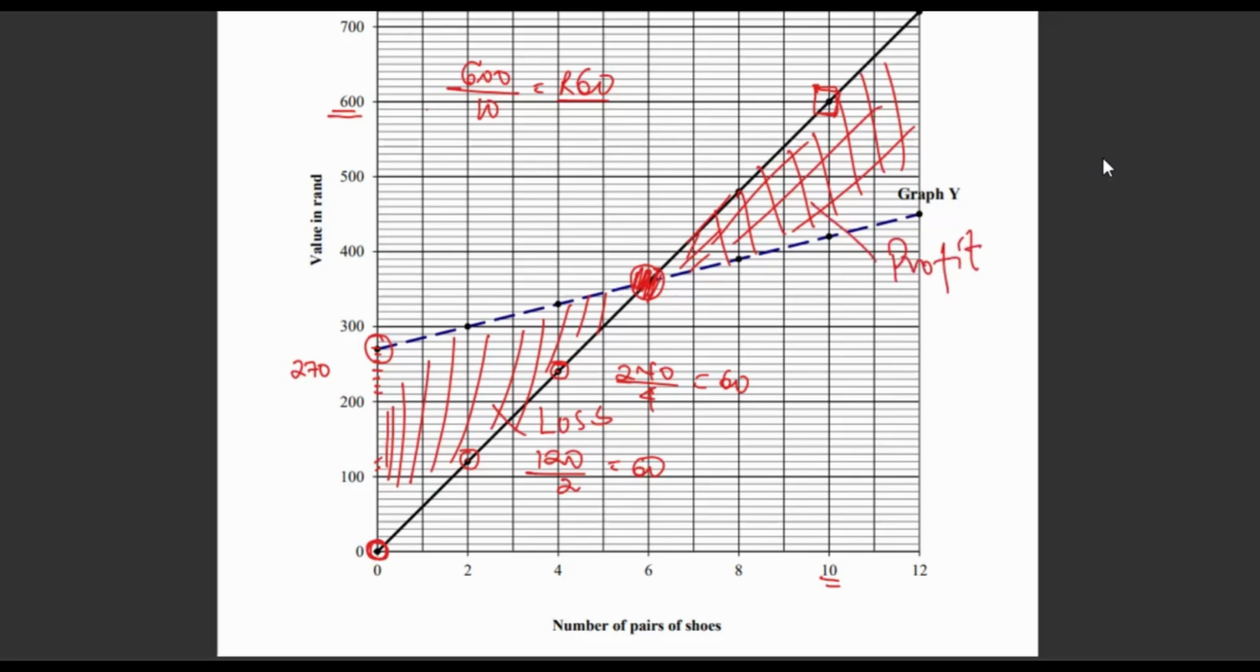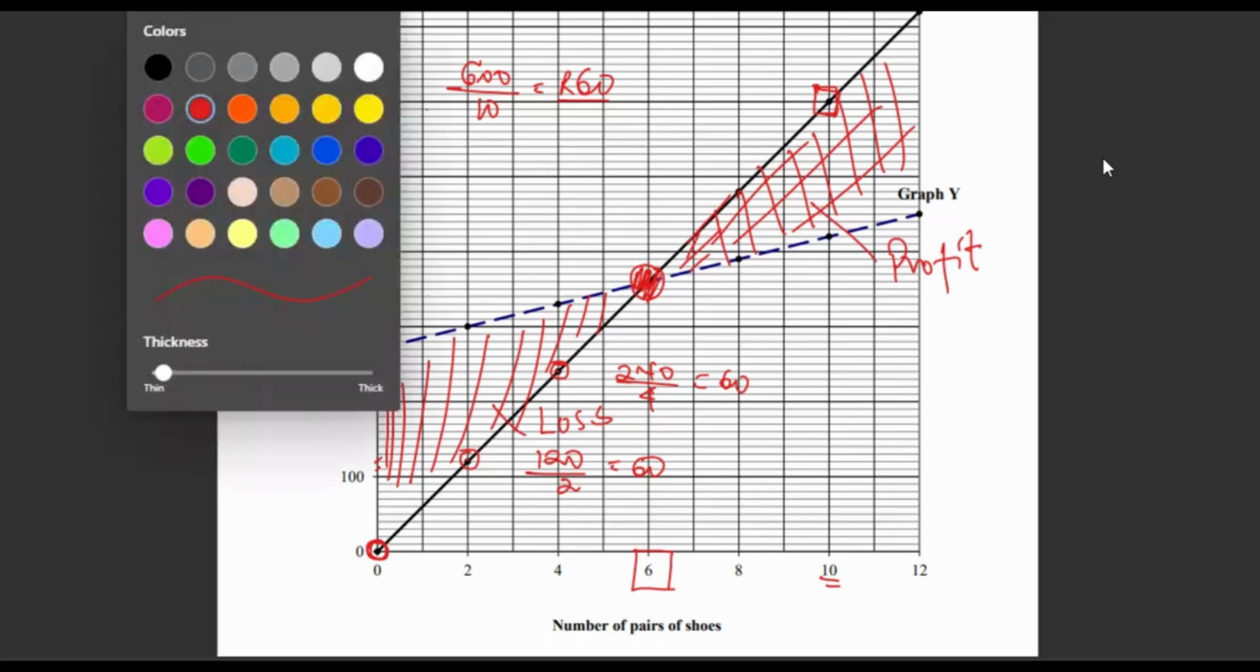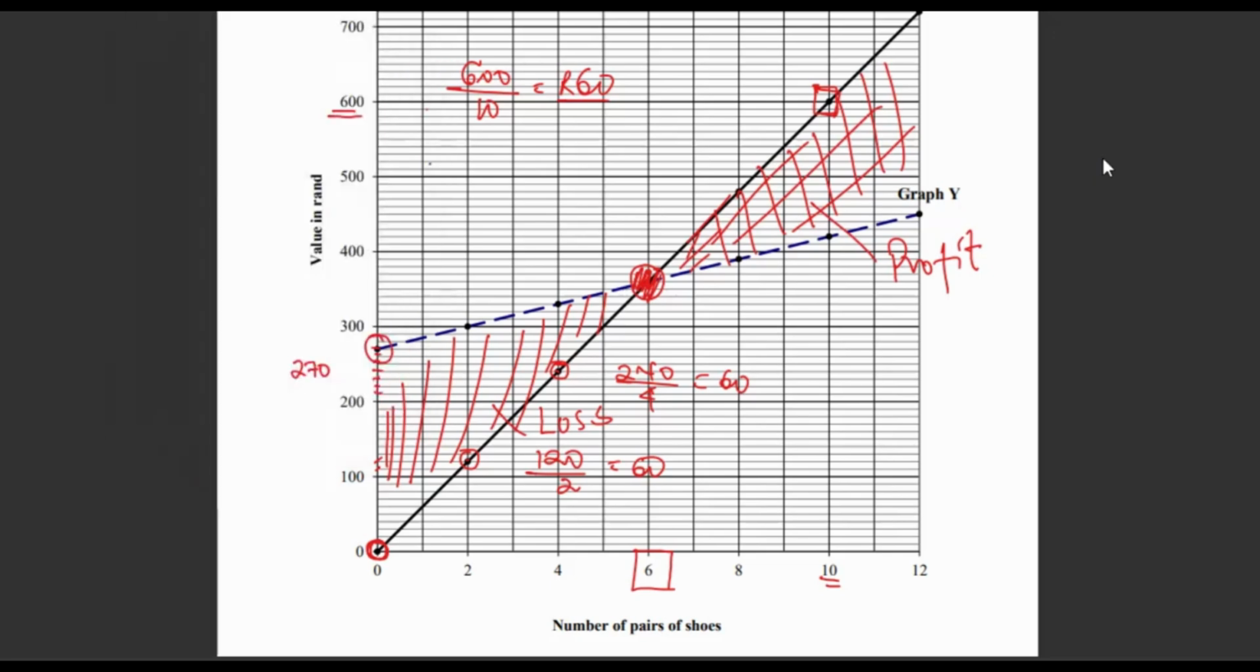So when you're writing down the break-even point, you write the 6 and you write the money at which it is, 360. So the break-even point will be 6 and 360. The 360 comes from this side, 1, 2, 3, 4, 5, 360. Because this point where they meet touches 6 and touches 360.